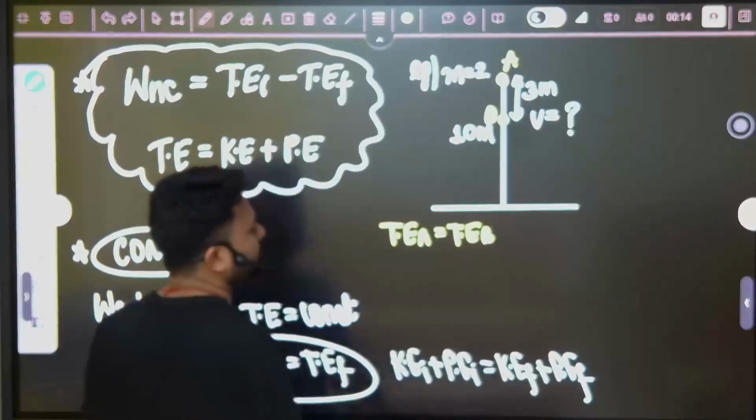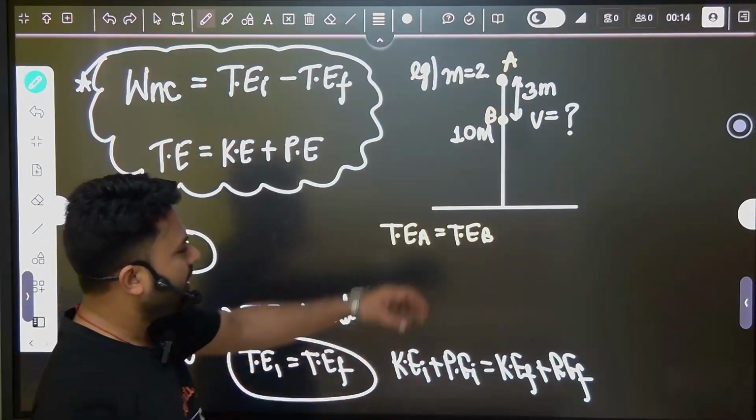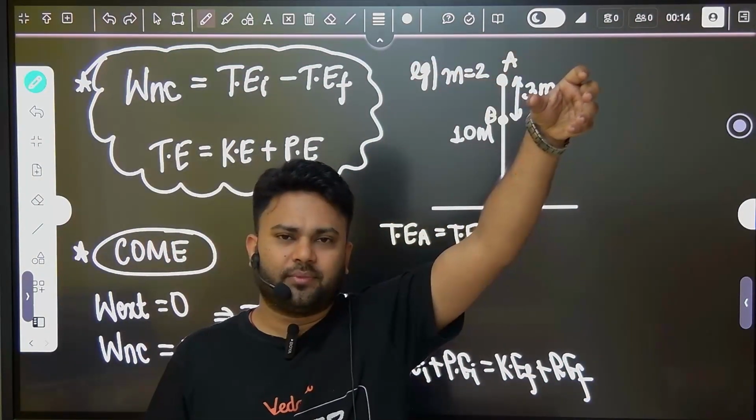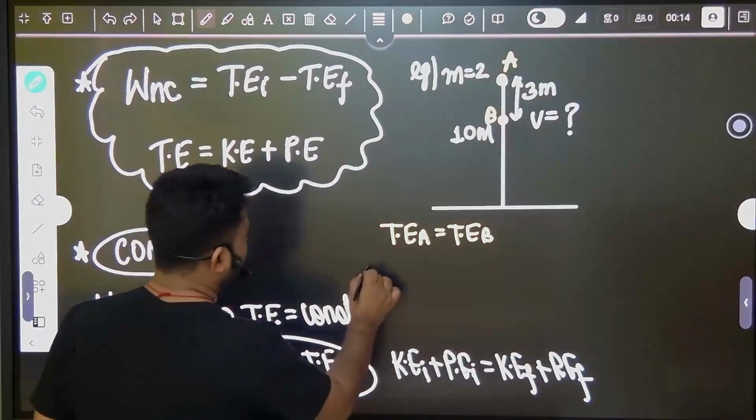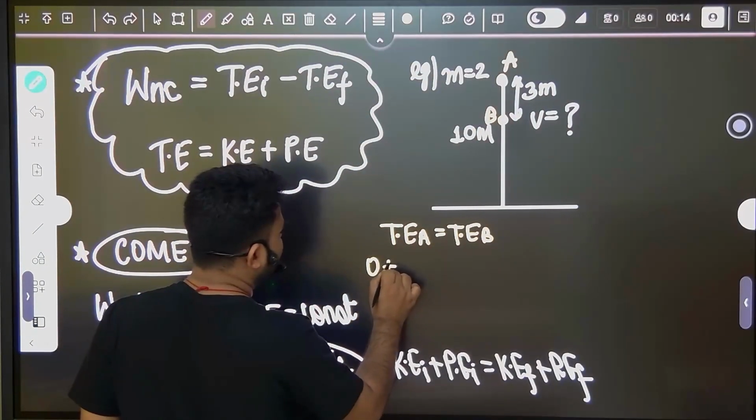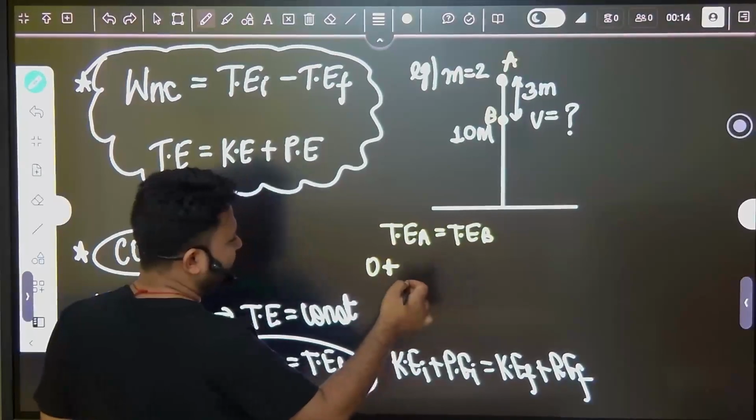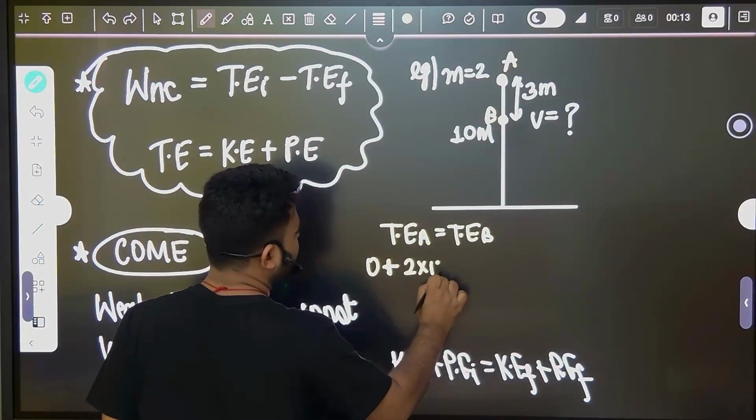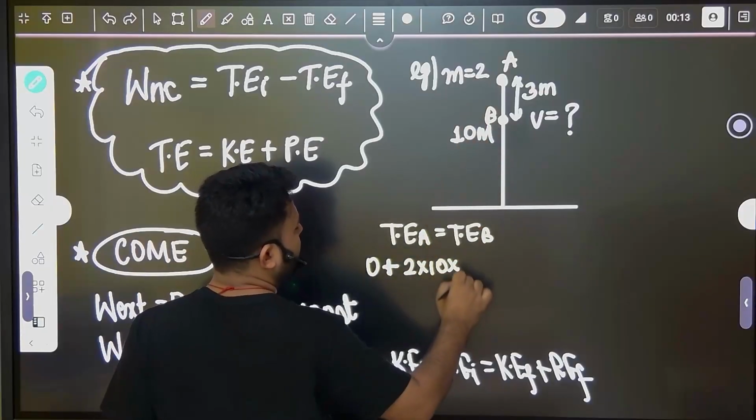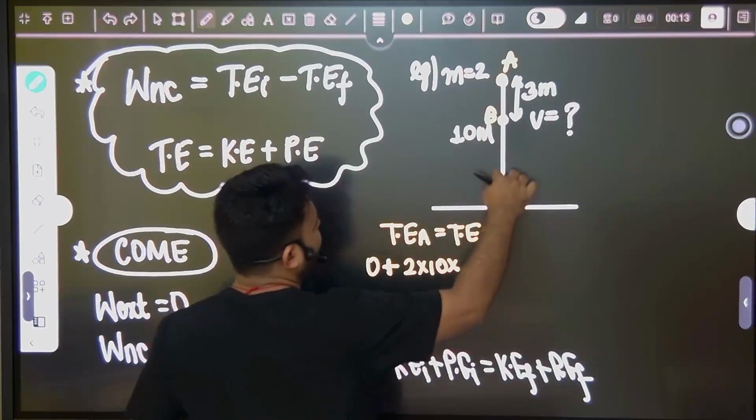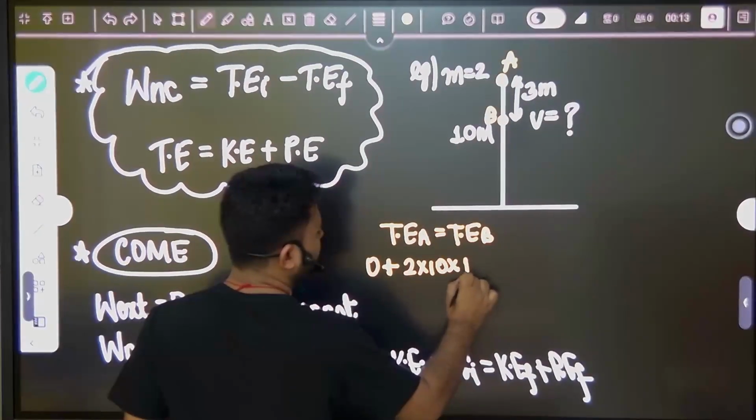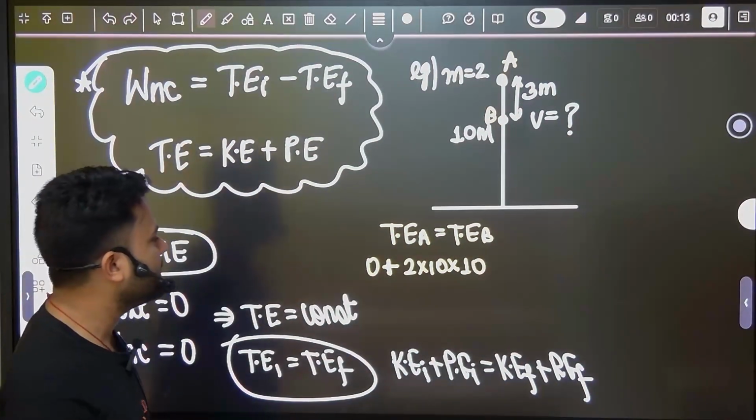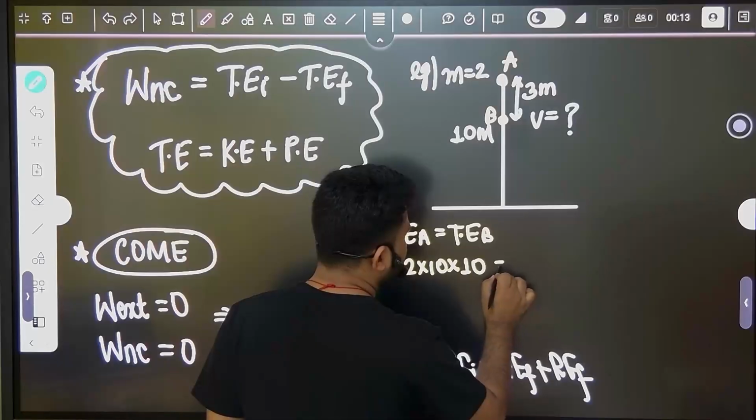Now total energy at point A. I have released the ball. Release means its speed is 0. So kinetic energy is 0. Potential energy of the ball at A: mgh. M is 2, g value is 10, h value is 10, because this ball is at a height of 10 meter from the ground. This is the total energy at point A, equals total energy at point B.